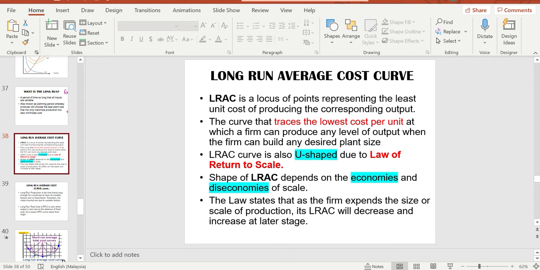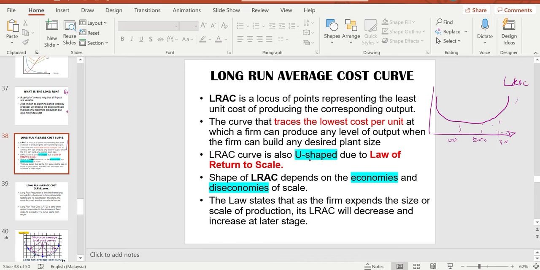The law stated that as a firm expand the size or the scale production, its LRAC will decrease and increase at later stage. Maksudnya sekarang ni dia bentuk U kan, bila dia kata bentuk U tu maksudnya mula-mula long run average cost tu mula-mula dia akan turun, as time goes by dia akan start naik balik. Itu maksud dia ni. Decrease and increase at later stage. Maksudnya as time goes by, bila kita dah produce output 100, 200, 300, meaning that we have lots of firm size here, dia akan menyebabkan cost kita makin lama makin start menaik.